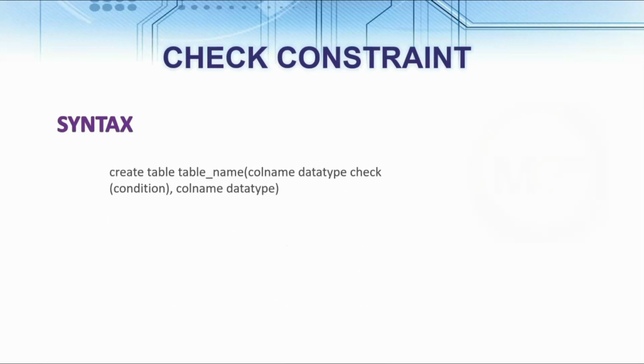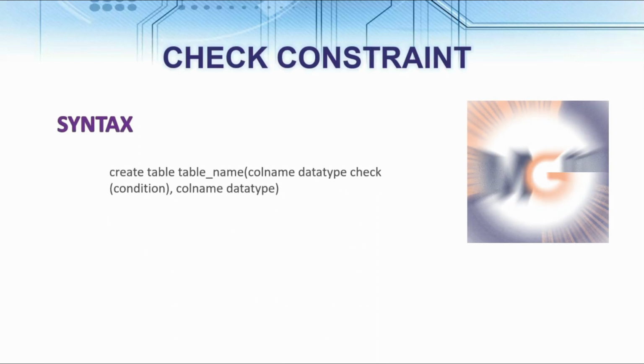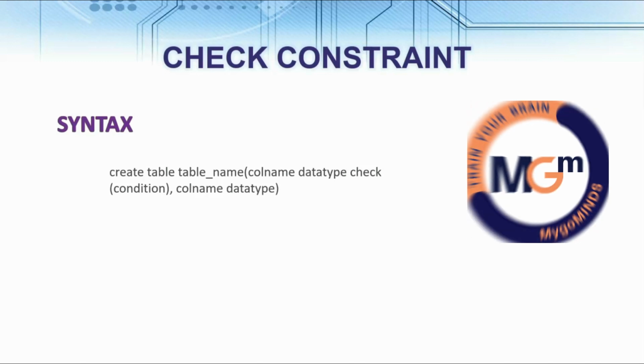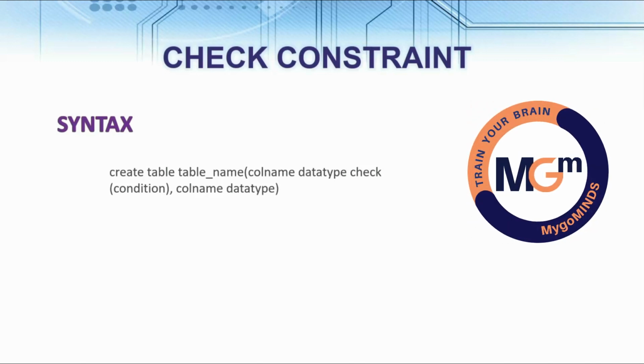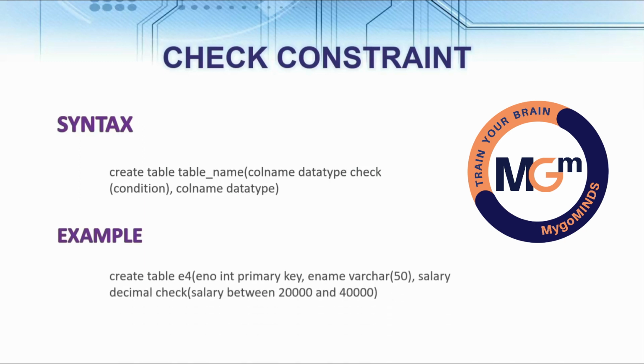The syntax for check constraint is: create table table name, column name data type check condition, column name data type. Let us see this with an example. There is a table E4: create table E4, e-number int primary key, e-name varchar of 50. Here the salary should be ranged between 20,000 and 40,000. So we give salary decimal check of condition, which is salary between 20,000 and 40,000. Let us see this in the MySQL Workbench for your clear understanding.